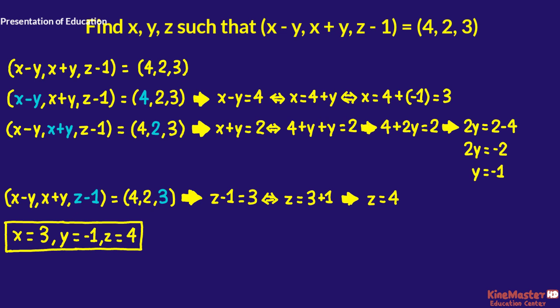We found y equals minus 1. Substitute y equals minus 1 into the first equation: 4 plus minus 1 is 3, so x equals 3. For the last coordinate, z minus 1 equals 3. So z equals 3 plus 1, which is 4. We got the same vectors and the same equation like that. So let's check it on the equation now.